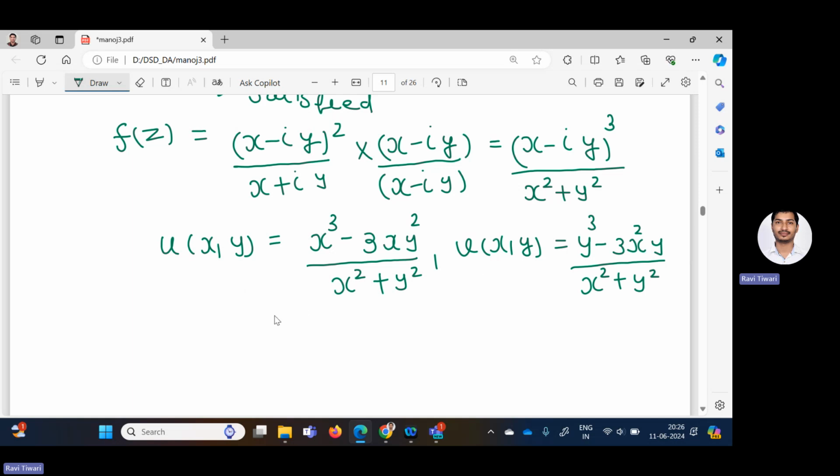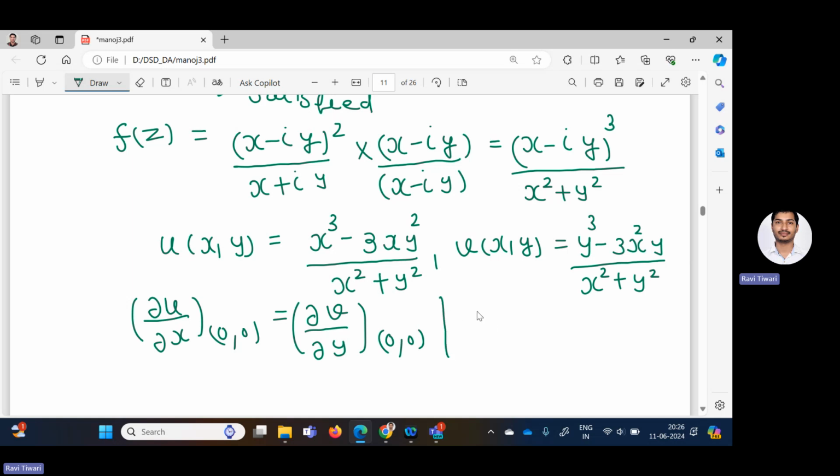So now we have to prove that the C-R equation is satisfied at the origin. So you have to prove that here dou u by dou x at (0,0) must be equal to dou v by dou y at (0,0). And the second C-R equation, we know, dou u by dou y at (0,0) must be equal to minus dou v by dou x at (0,0). So easily we can calculate.